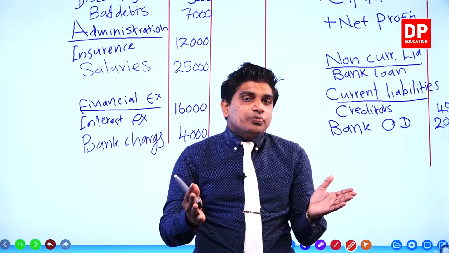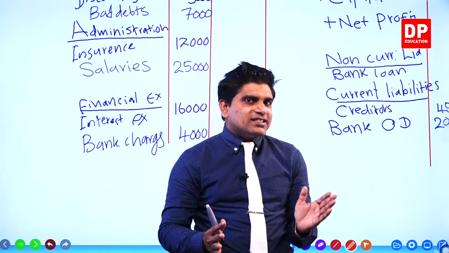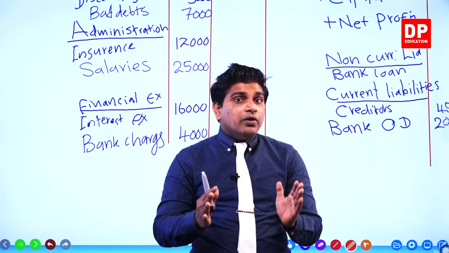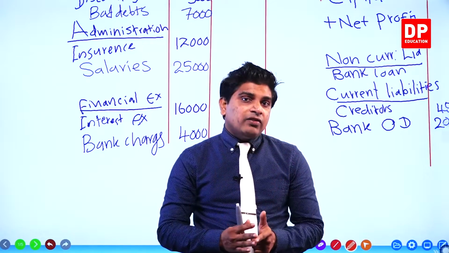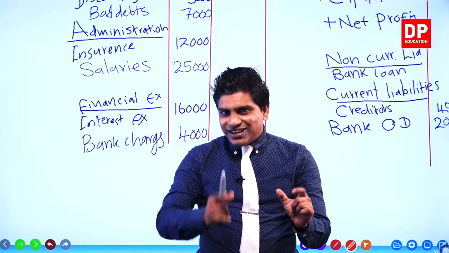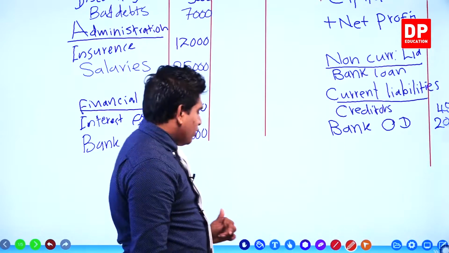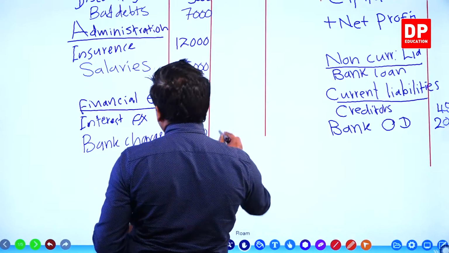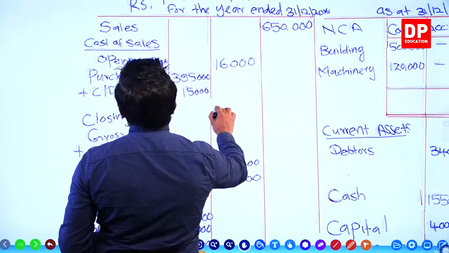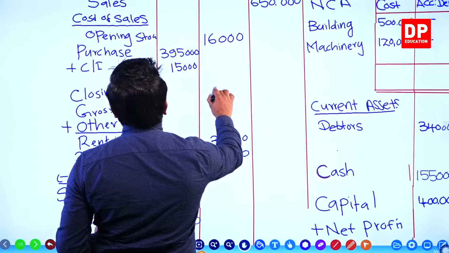Both sides should be equal. Both sides means the asset side and the capital and liability side. Why do we say that? According to the accounting equation you have learned in grade 10, assets equal capital plus liability, right? Now we get the total. First we go to where? First we go to the profit and loss statement, right?